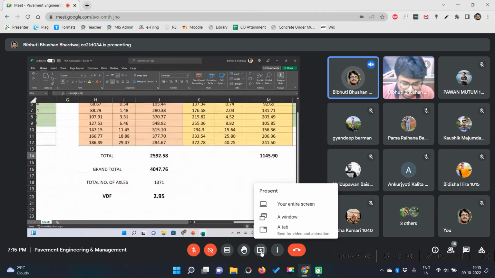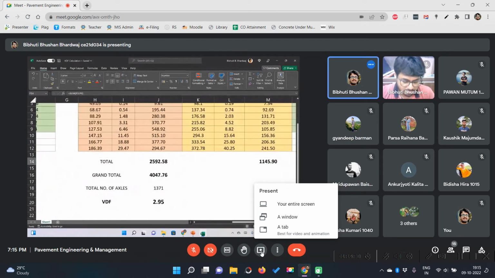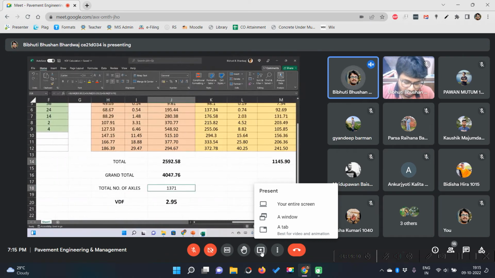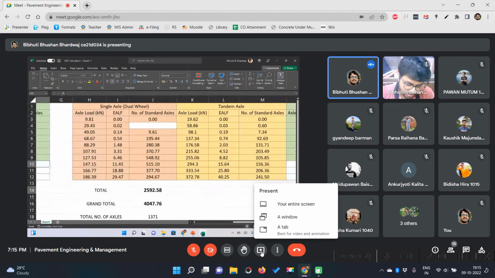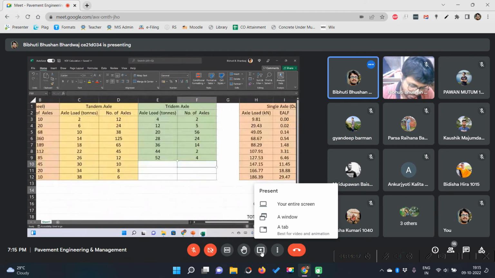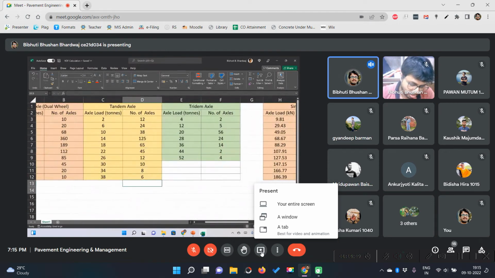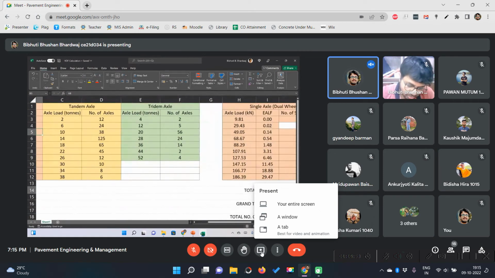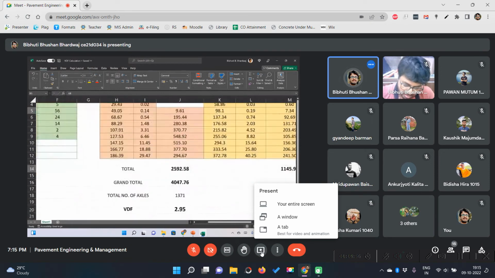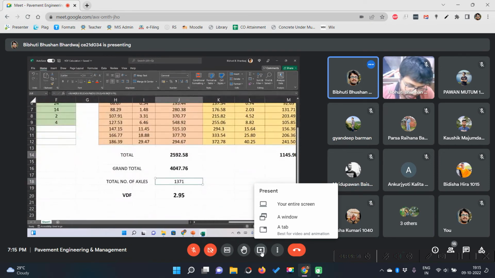But total number of axles is how much? 1371. How? This, like that. Okay. Then again, you can plus this. So all the axles, single, total tandem, total tridem, everything if you add, you will see this 1371. And VDF is nothing but this grand total divided by total number of axles, which is 2.95.